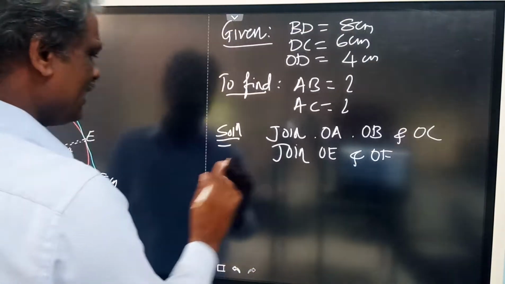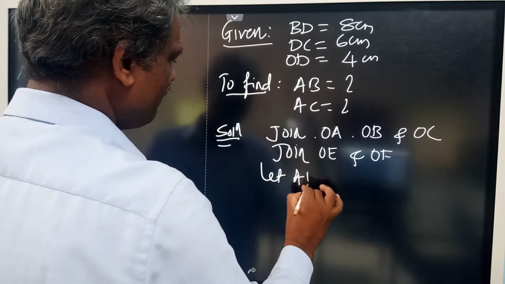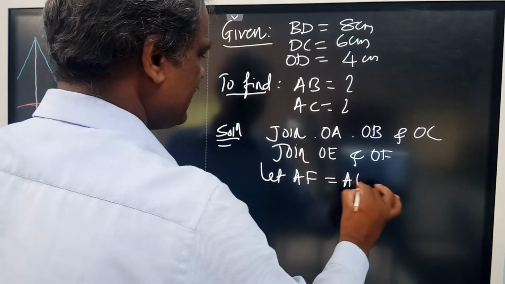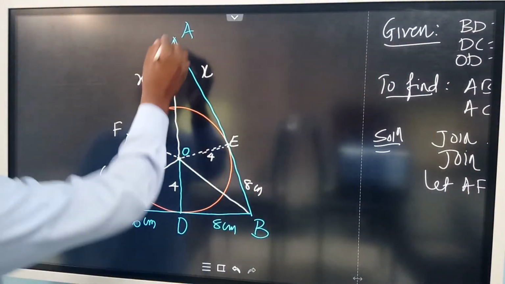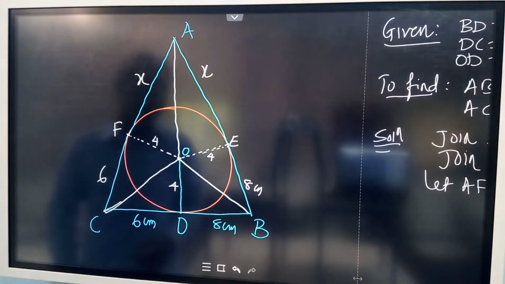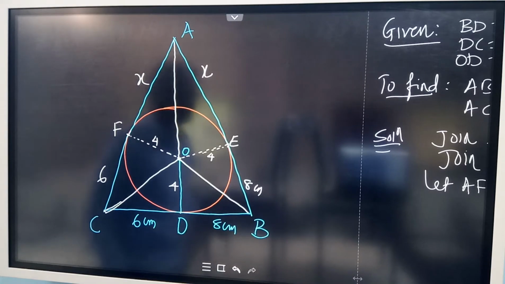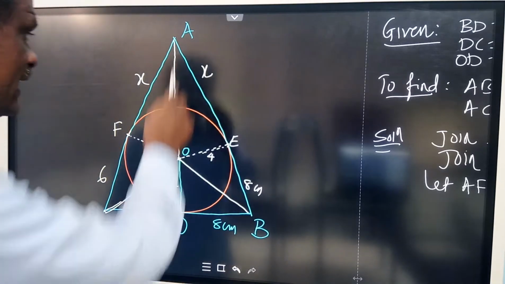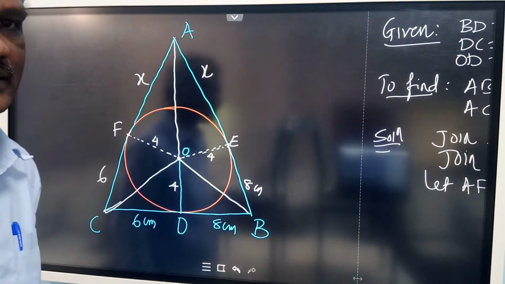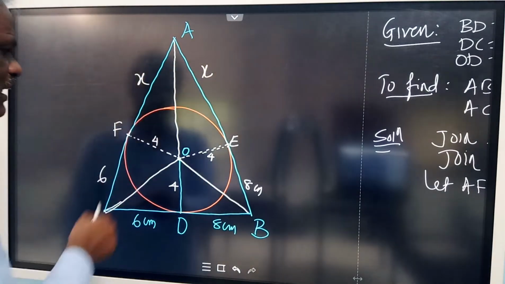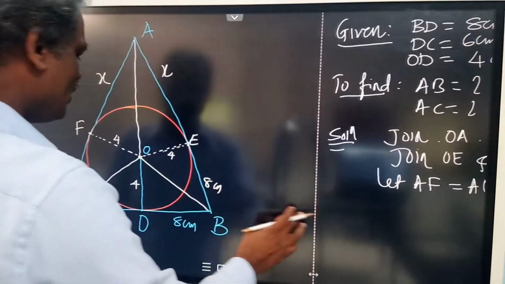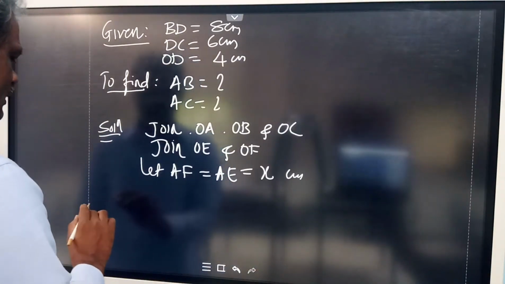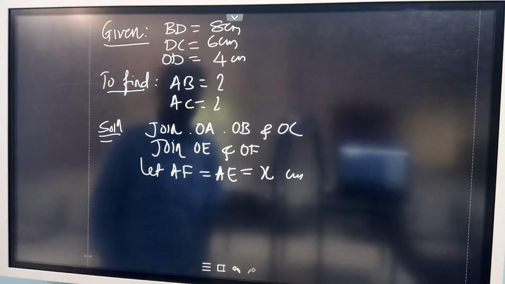And you take AF equal to AE, both equal to x centimeters. So we have taken AF equal to AE and both equal to x centimeter. Now your job is to find out the area of this triangle by two different methods. First you can use Heron's formula to find the area of this triangle.